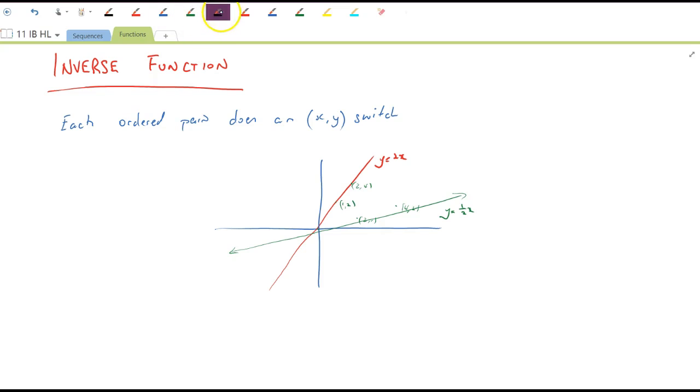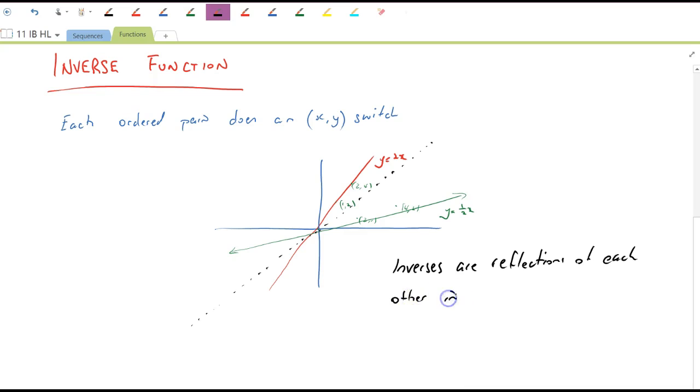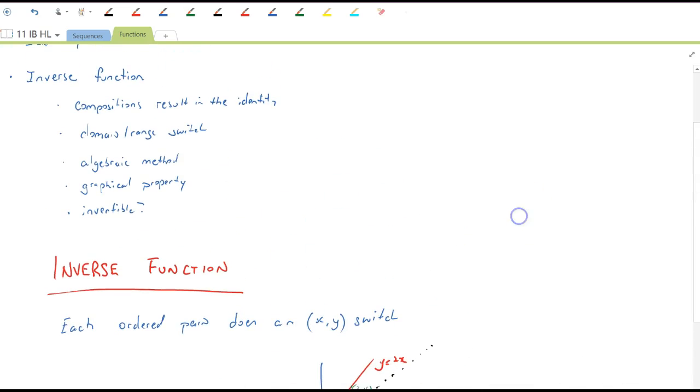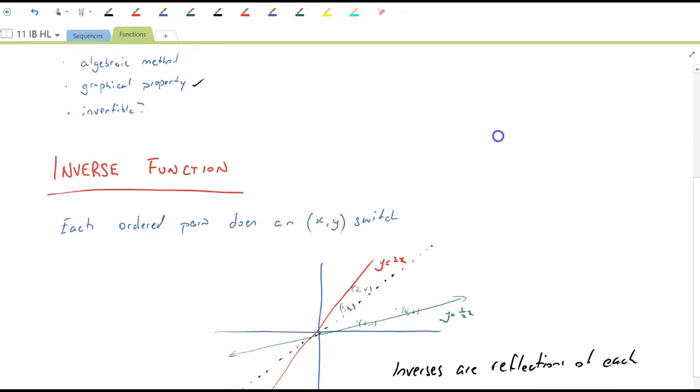Firstly, while we've got the two graphs up, it makes sense to acknowledge the symmetrical nature around y equals x. If you have a look there, the red line is reflected in y equals x to create the green line. So inverses are reflections of each other in the line y equals x. That's the graphical property.